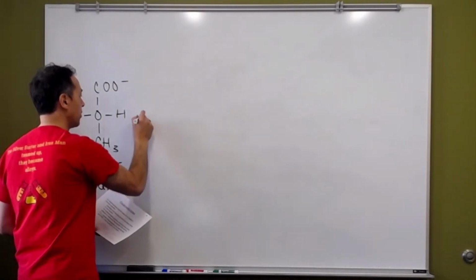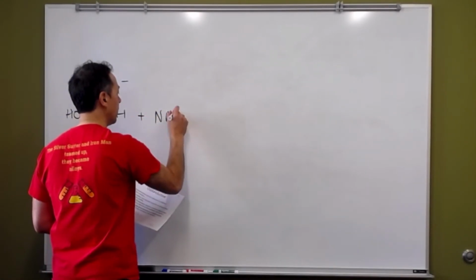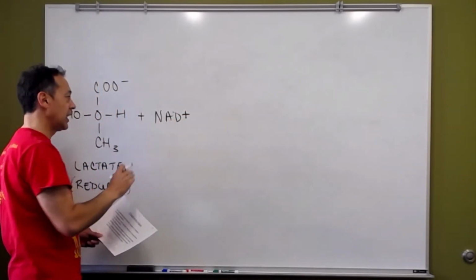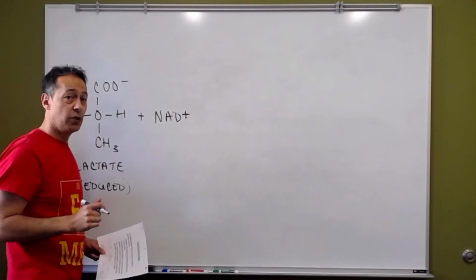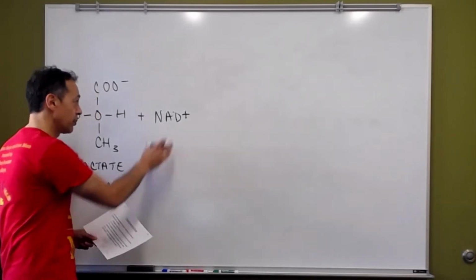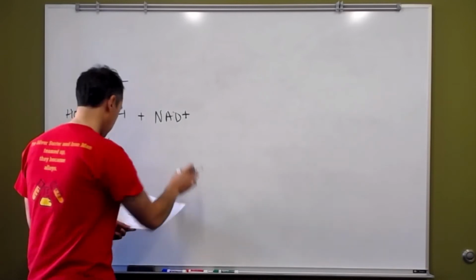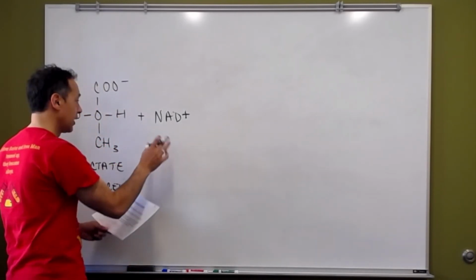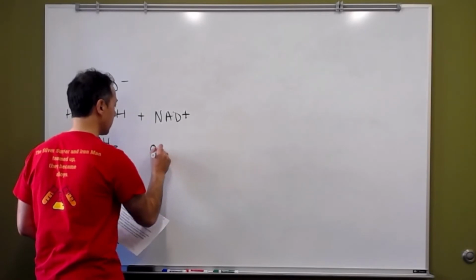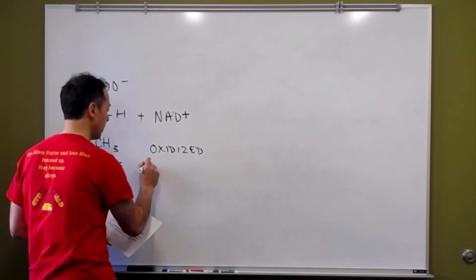We're going to react this with NAD+. If you've taken chemistry, you might recognize NAD+ is something to do with metabolism and energy production. We'll spend more time taking a look at this in the next module. This is a coenzyme that's going to be oxidized.